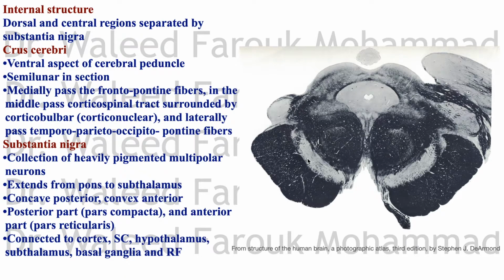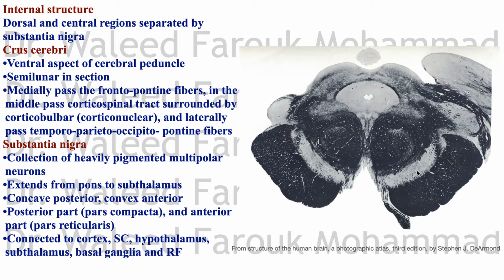It extends from the pons below to the subthalamus above, concave posteriorly and convex anteriorly. The posterior part, which is the part you see here, is the pars compacta, and the anterior part has hairy-like extensions from the substantia nigra. That's why it's called the pars reticularis. So the anterior part of the substantia nigra is the pars reticularis. The posterior part is the pars compacta.